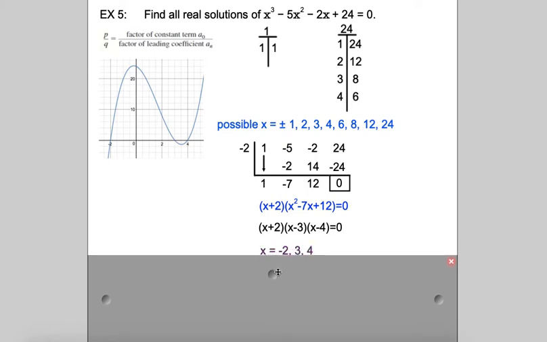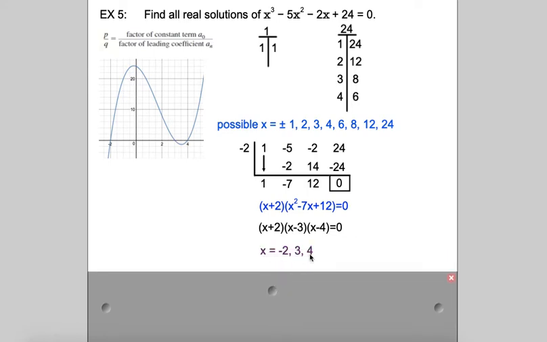Well, if I set each one of those equal to 0, I get -2, 3, and 4. And if you look, it is at -2, 3, and 4 on the graph. So you could have divided by 3 first. Or you could have divided by 4 first. It doesn't matter. You'll get the same answer in the end.